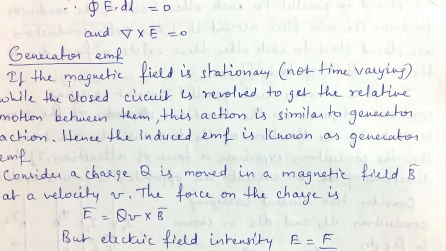So in the previous case we have taken that the magnetic field was time varying. In the generator EMF, the magnetic field is stationary and the closed circuit is revolved or rotated to get the relative motion between them. If you observe, this is an action which is similar to the generator action. That's why this induced EMF, we also call it the generator EMF.